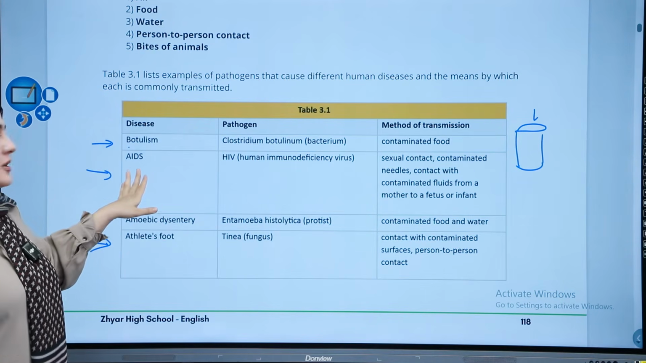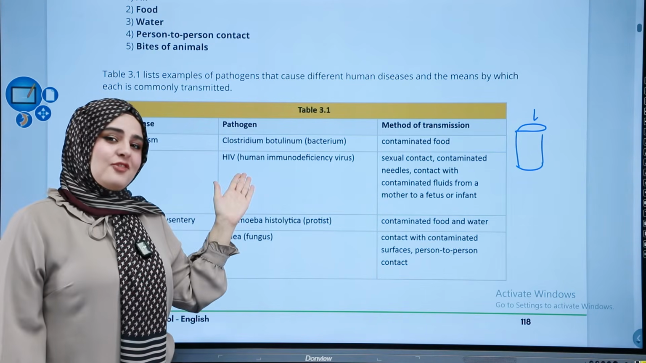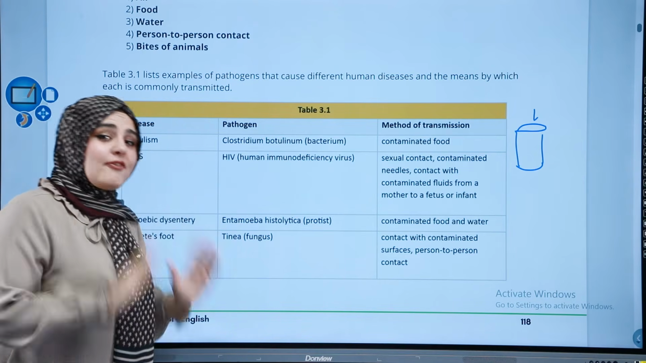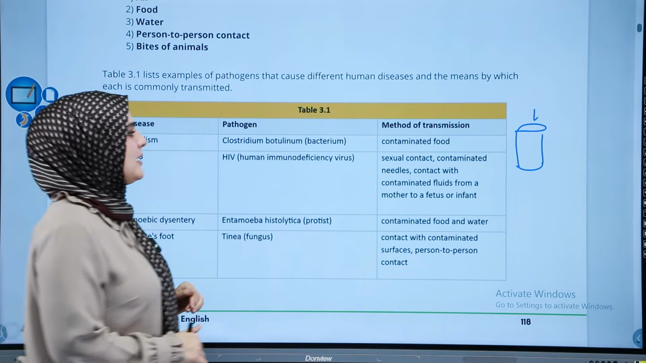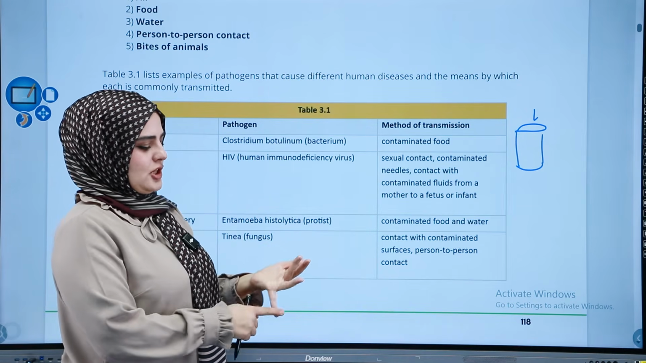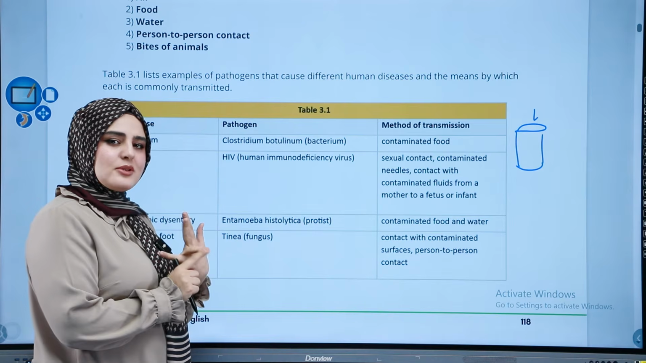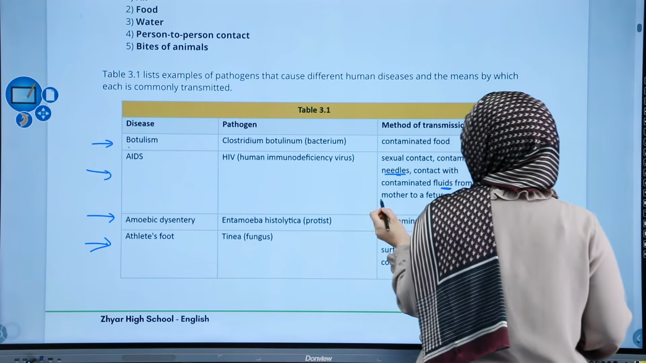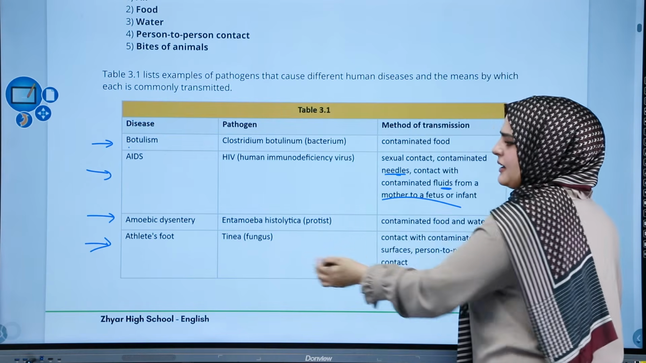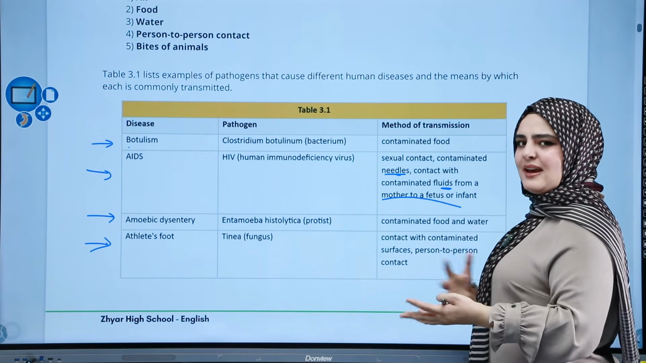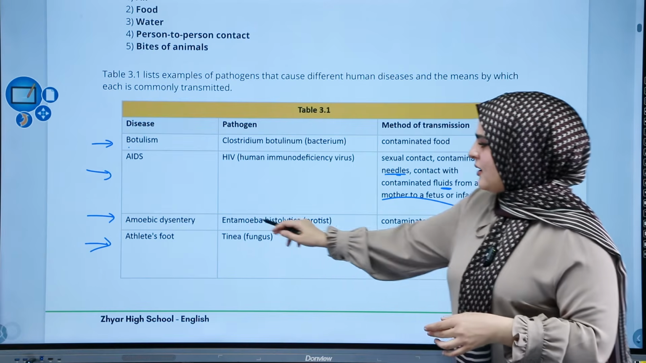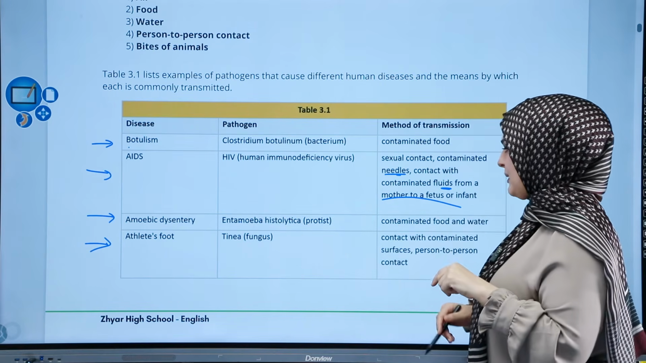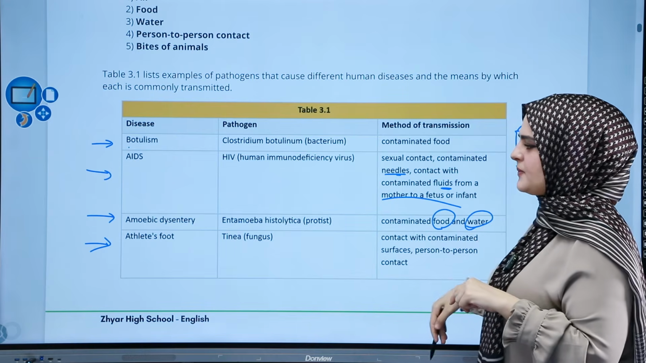AIDS, like everybody's nightmare, comes from a virus called HIV. So the AIDS is the disease. HIV is the virus that causes AIDS. Okay, from sexual contamination, from any body fluids that get shared between them, like through needles, through other fluids, mother and fetus, everything. And another one, amoebic dysentery, which is like a diarrhea with blood situation, comes from Entamoeba histolytica. We studied this in grade 11. We don't need to elaborate on it. Food and water were the source.